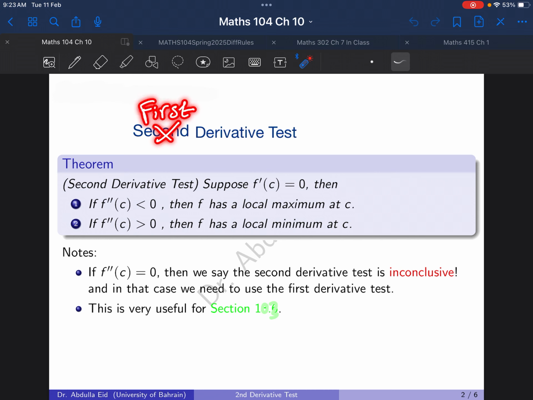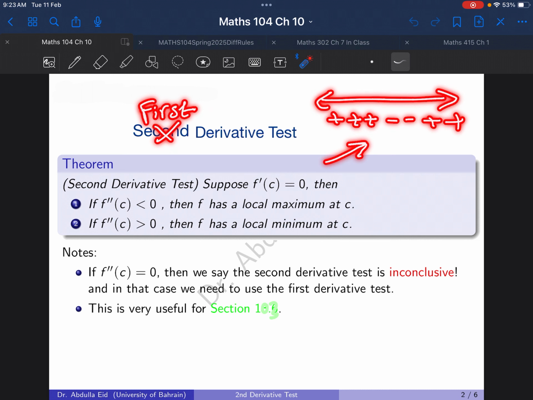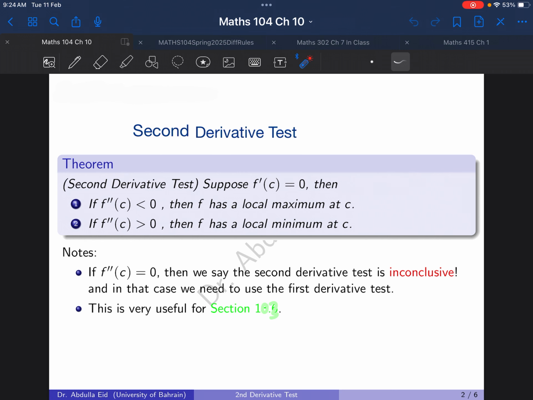So far we have seen the first derivative test, where we do the number line and find where the function is increasing or decreasing. If it is increasing and then decreasing, we have a local maximum. If it is decreasing and then increasing, we have a local minimum. This was called the first derivative test.